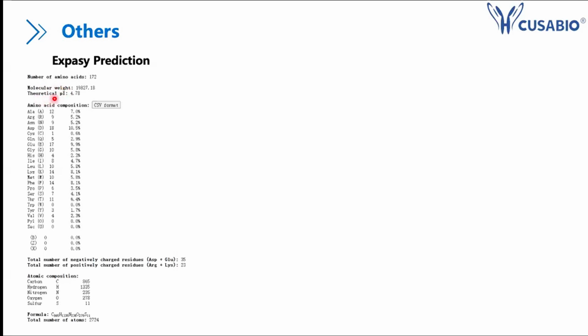And also here, the isoelectric point. So this one is very good to have an idea about the pH of the buffer. So we know that during the purification process, sometimes we need to optimize the pH. And this one will give you a very good starting point to use the appropriate pH during the purification.